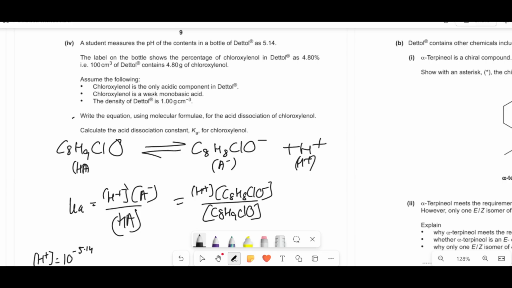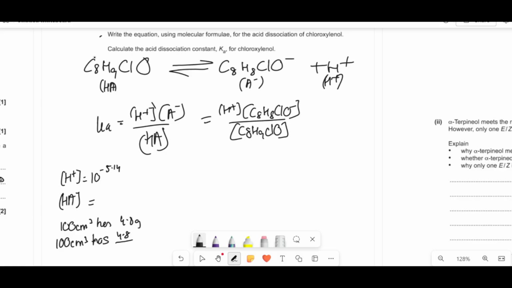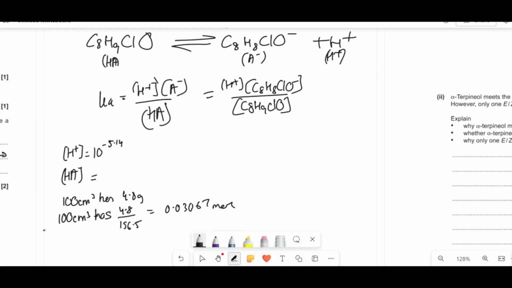So the acid concentration. Is there any way we can try and figure that one out? If we have a look, chloroxylenol is the only acidic component. It's a weak monobasic acid, and it has a density of this. They've also told you that 100 centimeters cubed contains that much. So if 100 centimeters cubed has 4.8 grams of this stuff, why not change it to moles? That's 4.8 grams divided by the Mr of C8H9ClO, which is 156.5, which is 0.03067 moles, right?